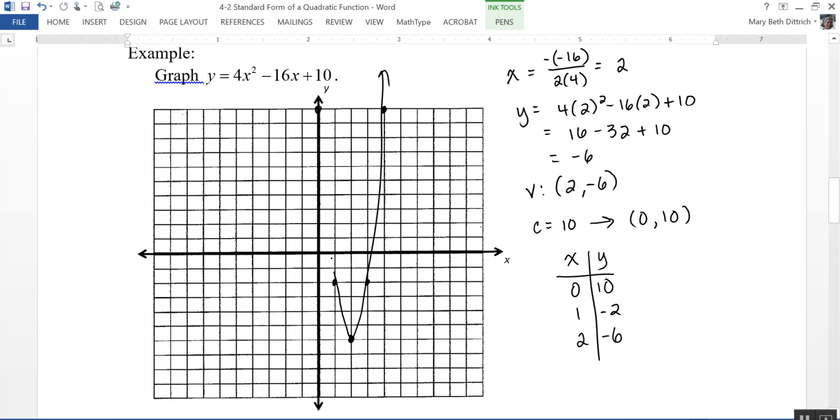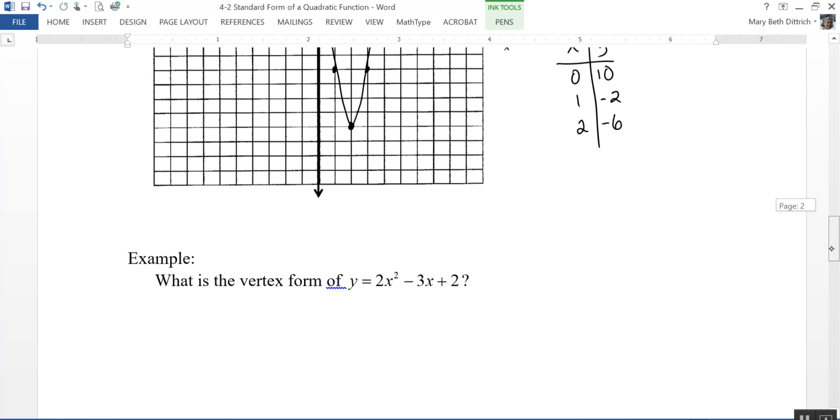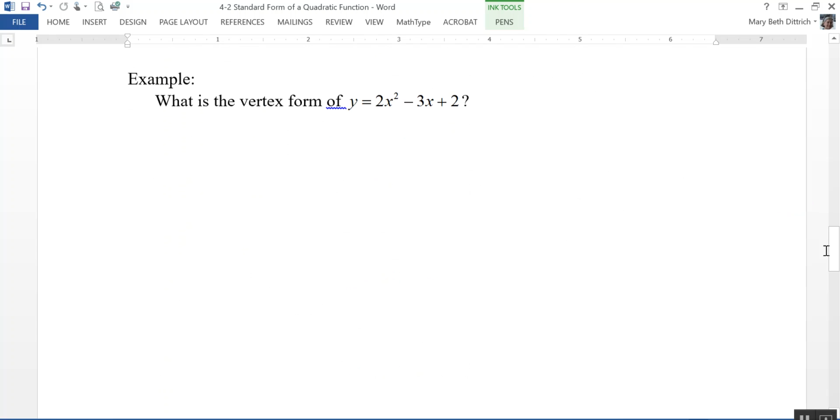And there is my quadratic function y equals 4x squared minus 16x plus 10. Next example, what is the vertex form of the function y equals 2x squared minus 3x plus 2? So remember, vertex form is y equals a times the quantity x minus h squared plus k. So I need to figure out what are h, k, and a.